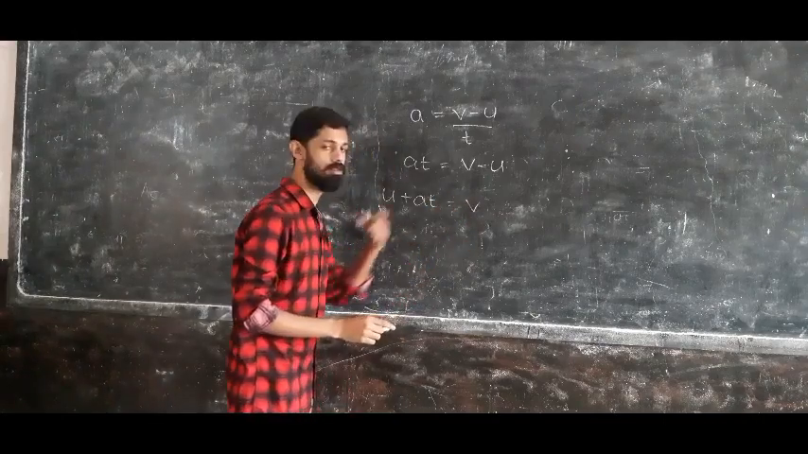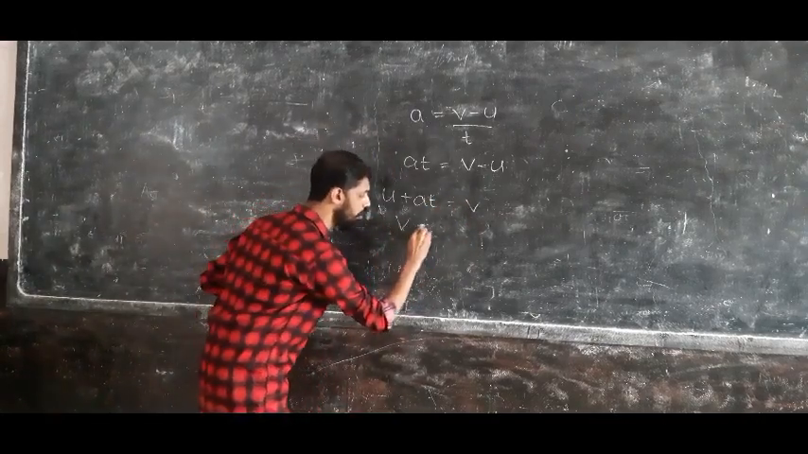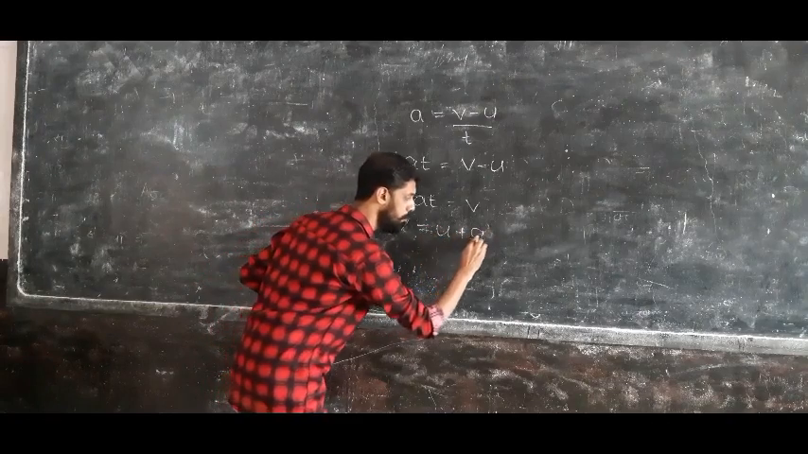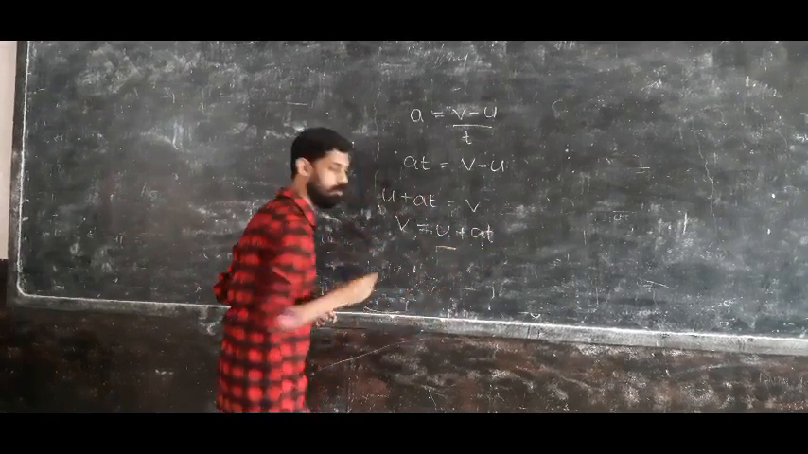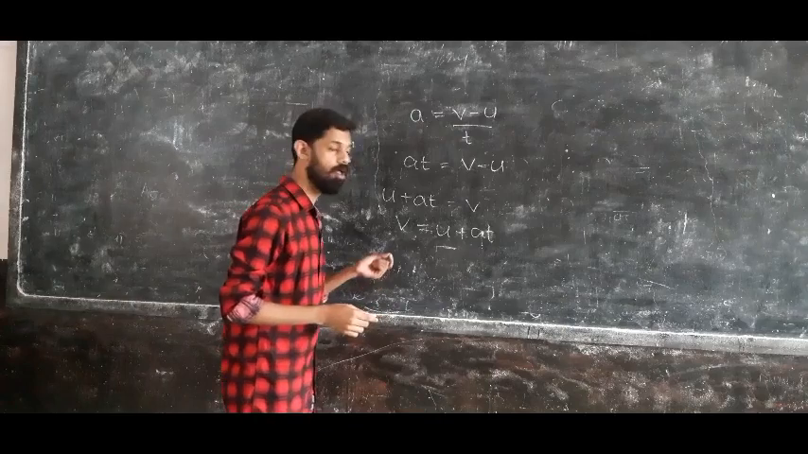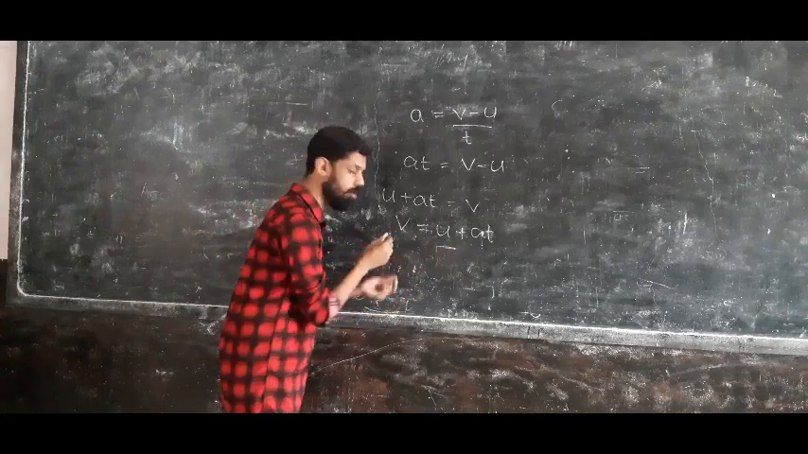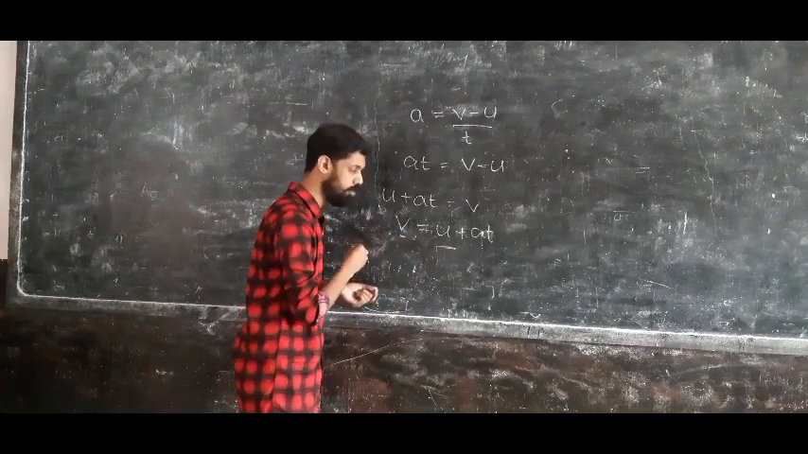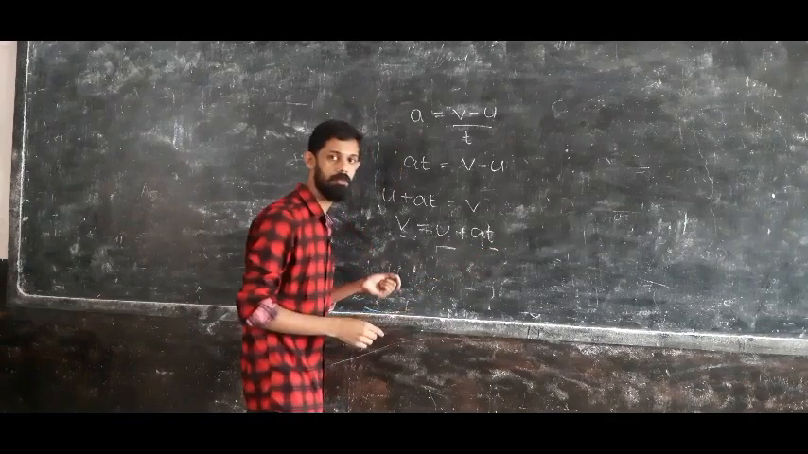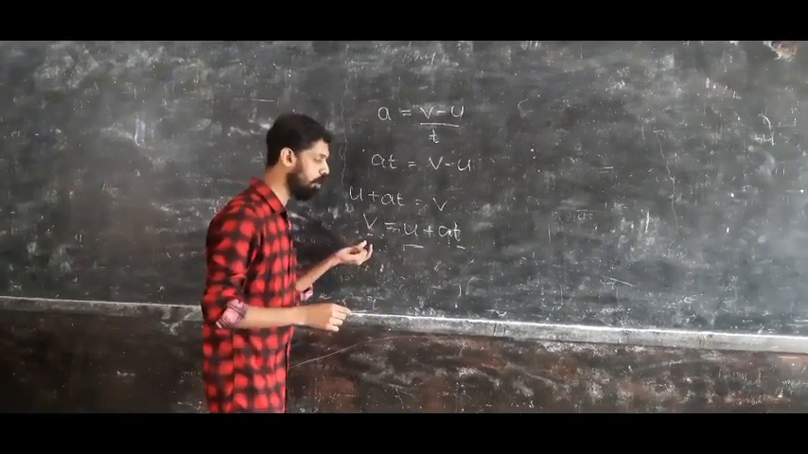So this is our first equation of motion: v equal to u plus at. The equation name is velocity time equation. First word velocity, last word time. So the equation becomes the velocity time equation.